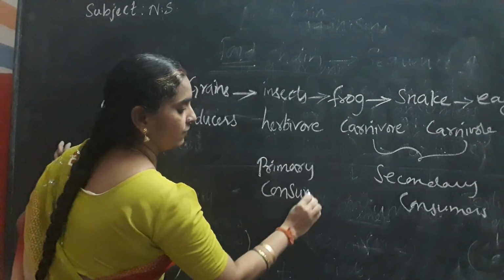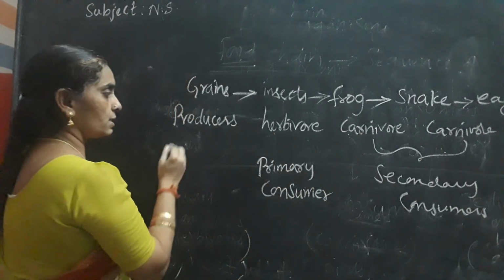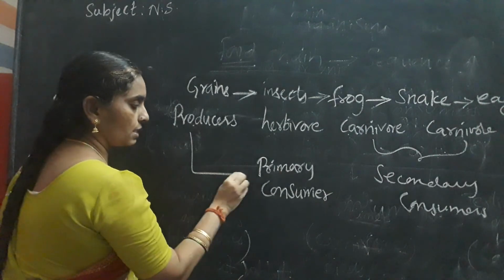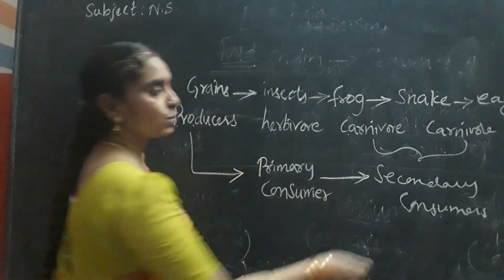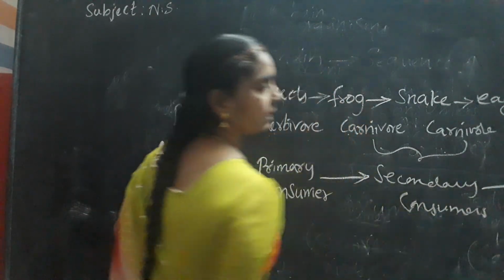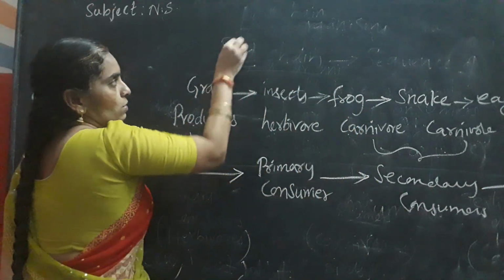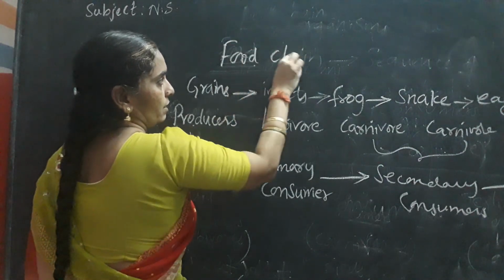Hope you have understood the food chain, children, now. So this is a producer. Producers are eaten by primary consumers. Primary consumers are eaten by secondary consumers. Secondary consumers are eaten by the tertiary consumers. So this is a food chain.